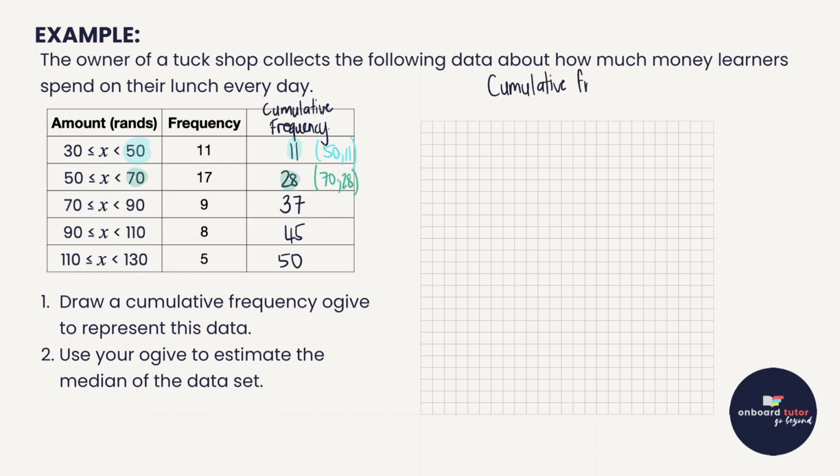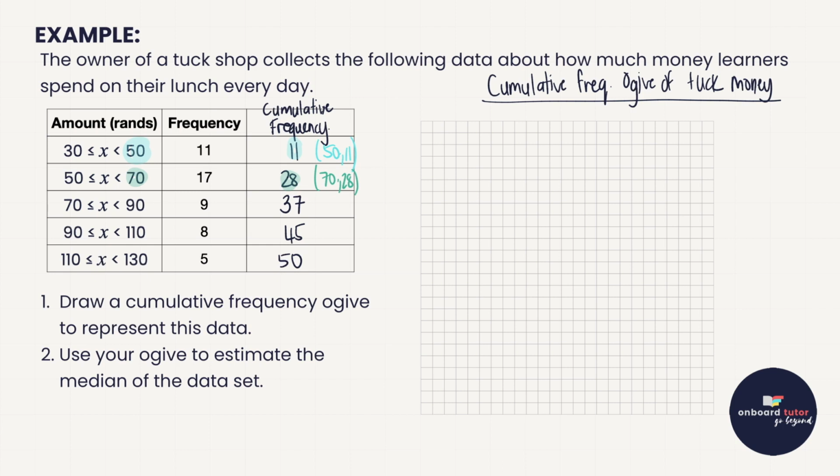So cumulative frequency ogive of tuck money. That is not very well centered, but you get the point. Okay, we've got our heading. Then each of our axes needs a label also. Remember what I said to you?